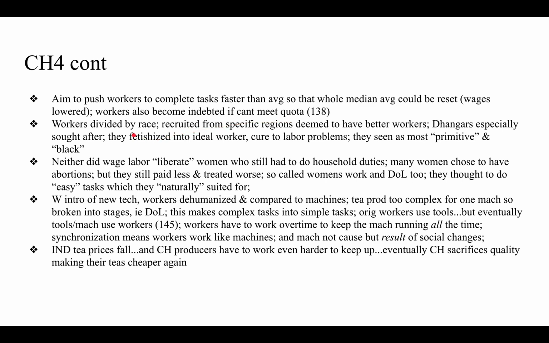Workers were also divided by race. They were recruited from specific regions, which were deemed to have, quote, better workers. A group of people called dongars were especially sought after. They were fetishized into ideal workers and as a cure to the labor shortages. And they were also seen in the most derogatory terms as being, quote, primitive, and they were viewed as having black skin.